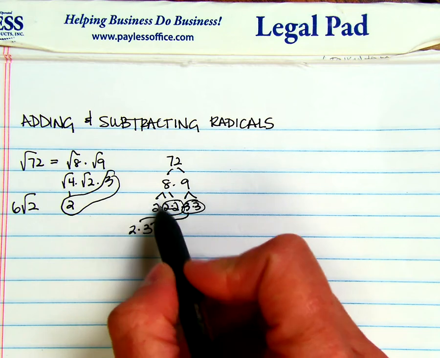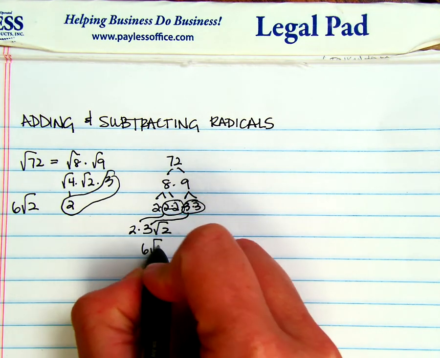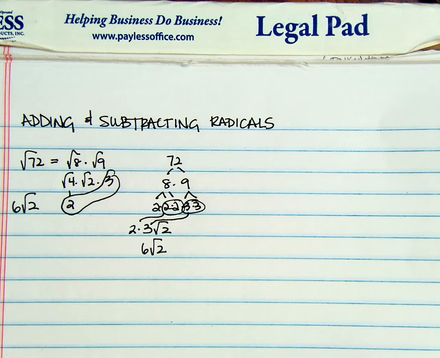Then anything that is not circled gets multiplied and put back under the radical. And you're right back to 6 radical 2. So either way is perfectly fine. Just make sure that you are showing me your thinking so that I can follow your work.